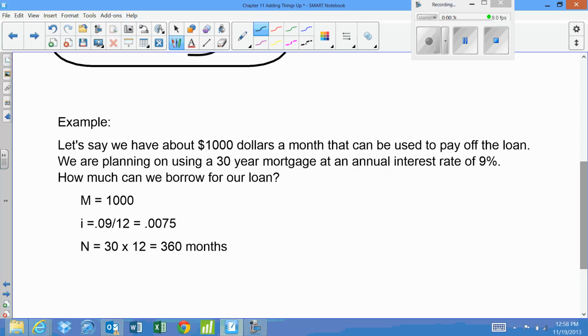So let's look at our problem here. Let's say we have about $1,000 a month that can be used to pay off the loan. We are planning on using a 30-year mortgage at an annual interest rate of 9%. How much can we borrow for our loan?